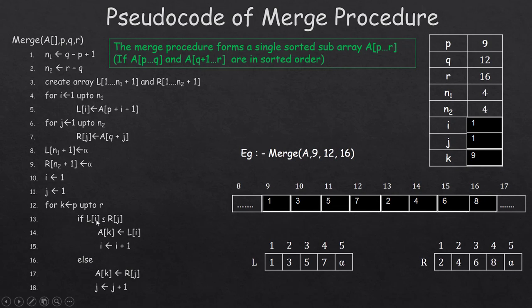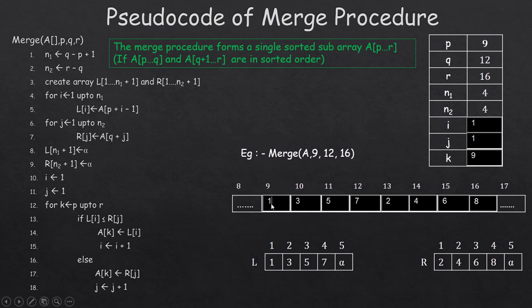Value of i is 1, j is 1. So I am comparing L of 1 and R of 1. L of 1 is 1, R of 1 is 2. So here L of i is less than R of j, so this condition is true. So in place of A of k I am storing L of i. L of i is L of 1, which is 1. In index position 9 I am storing 1.